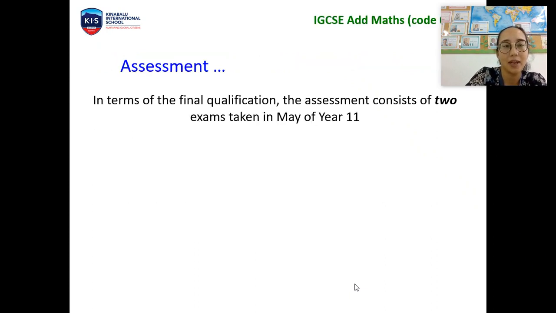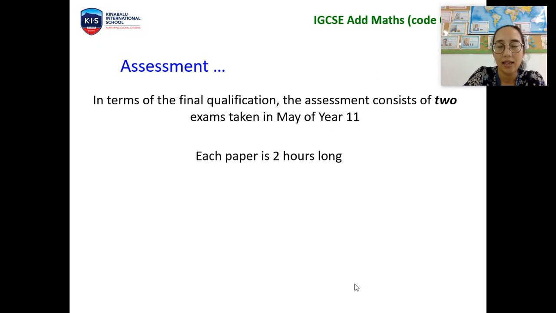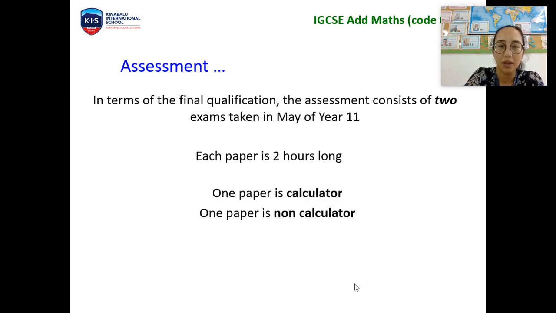At the end of the 2-year course, you will sit 2 exams taken in Year 11. Each paper will be 2 hours long. One will be calculator and one will be non-calculator.